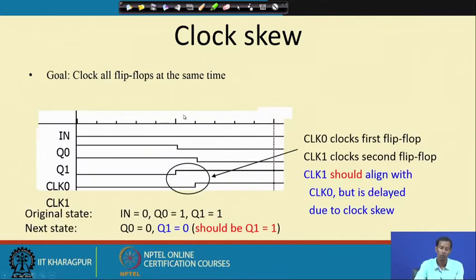So then, what is clock skew? Whenever I am connecting different flip-flops, it is not the case that the clock edge occurs at the same time at every flip-flop. Why does it not occur at the same time? Because of the propagation delay associated with the clock path to that particular element.